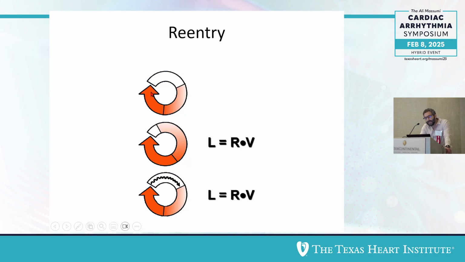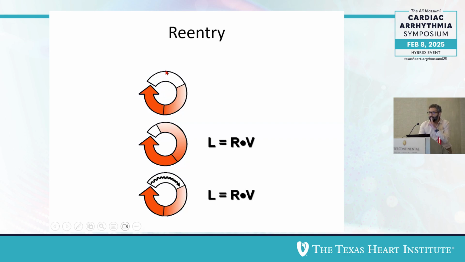Now, if the head of this gets faster and faster, remember, once you hit the orange, you're refractory. You cannot activate anymore. So that means if the head of this wavefront hits the tail, and the tail is orange during its refractory period, what happens? Refractoriness means you can't conduct. The circuit shorts out, the circuit dies, and the reentrant wavefront is gone.